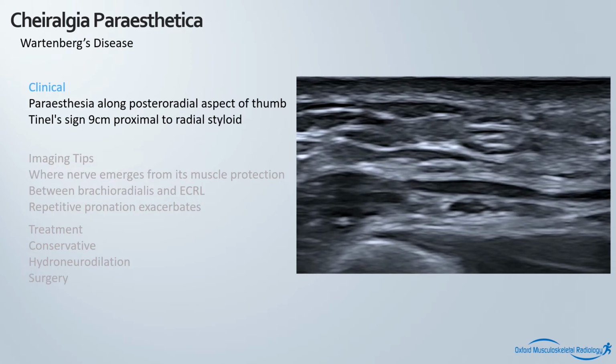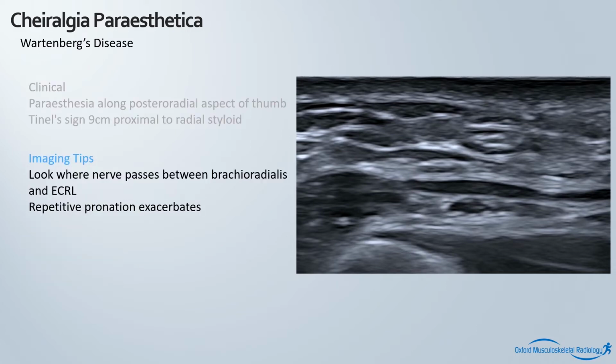The next condition to discuss is Cheiralgia Paraesthetica, or Wartenberg's disease. This is very well known by radiologists. However, by and large, this is a clinical diagnosis and the imaging manifestations of this are very few. The patient typically complains of paresthesia on the posteroradial aspect of the thumb, and there is an area of tenderness with a localized Tinel sign around 9 centimeters proximal to the radial styloid.